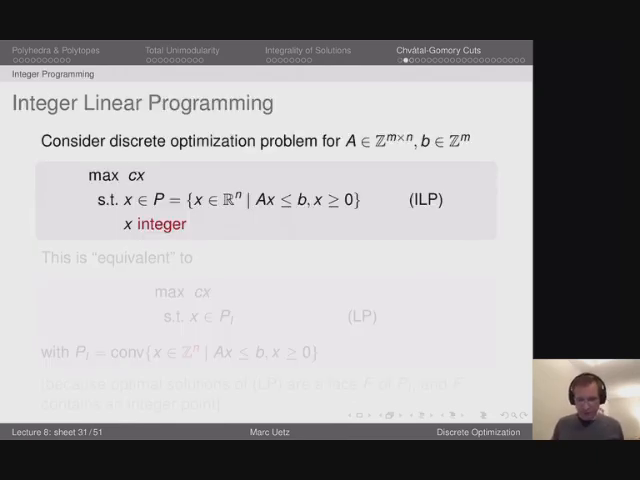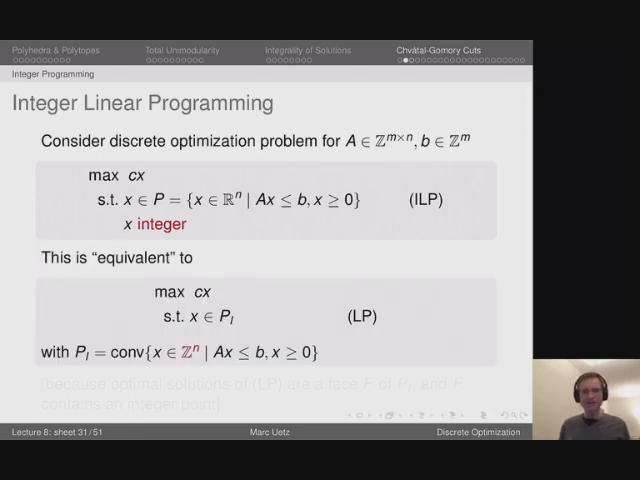So the object of interest is actually a discrete optimization problem, and discrete means that the variables are constrained to be integer valued. We have a feasibility region described by these linear constraints and non-negativity constraints here, and the x's should be integer. And I claim that this problem, an integer linear programming problem, is in fact equivalent to another problem, which is a linear programming problem. This is the same problem, same objective function value, only now the feasibility set is constrained to be something else.